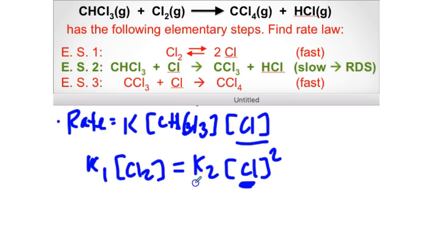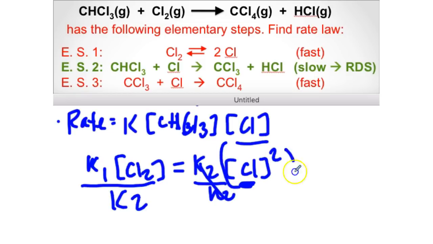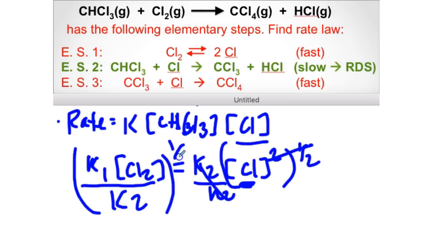So what we do is we're going to divide by K2, and then we're going to square root this. So I'm going to square root it as half, like this, okay? That will get rid of this squared. I'm going to half this, raise it to the half power. So Cl is going to equal K1 over K2 times Cl2. So I'm just going to leave it like this. This is isolated. This is equal to all of this.